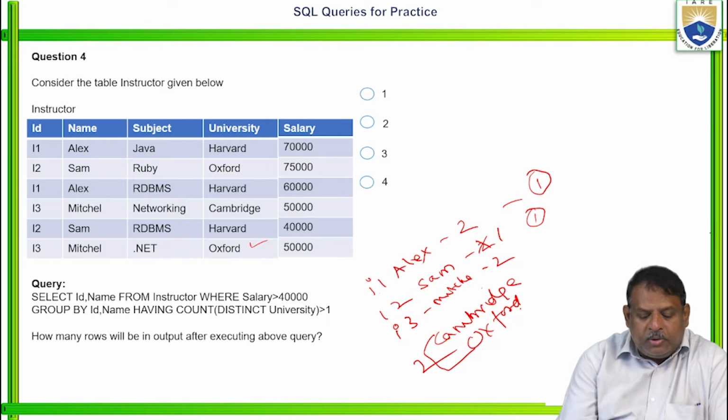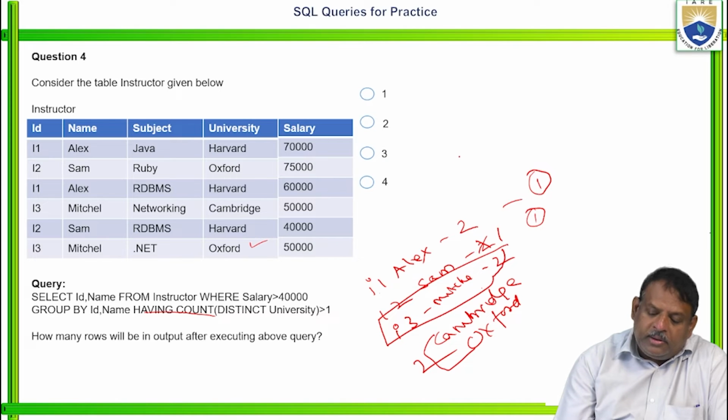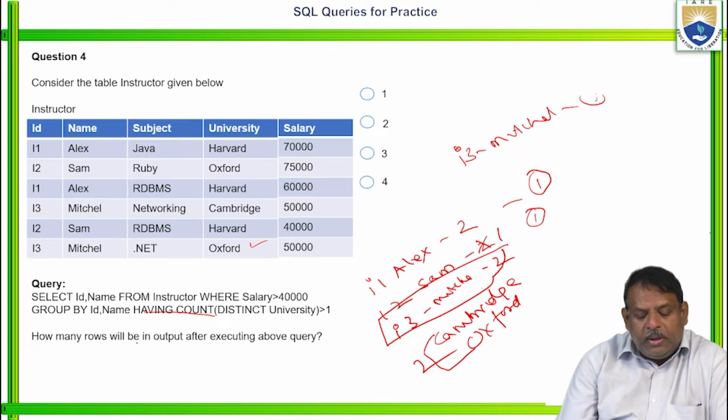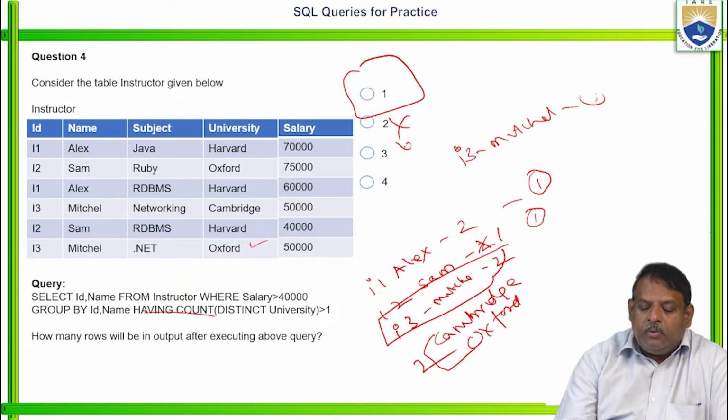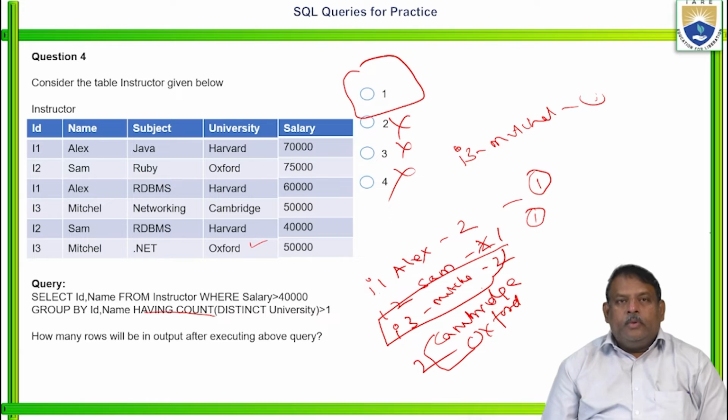Okay. Now here the condition is having count more than 1. So only 1 record satisfies, that is instructor I3 Mitchell. One record is there. Now what is the question? How many rows will be in the output after executing the above query? The answer is the first option. 2, 3, 4 are all wrong answers.